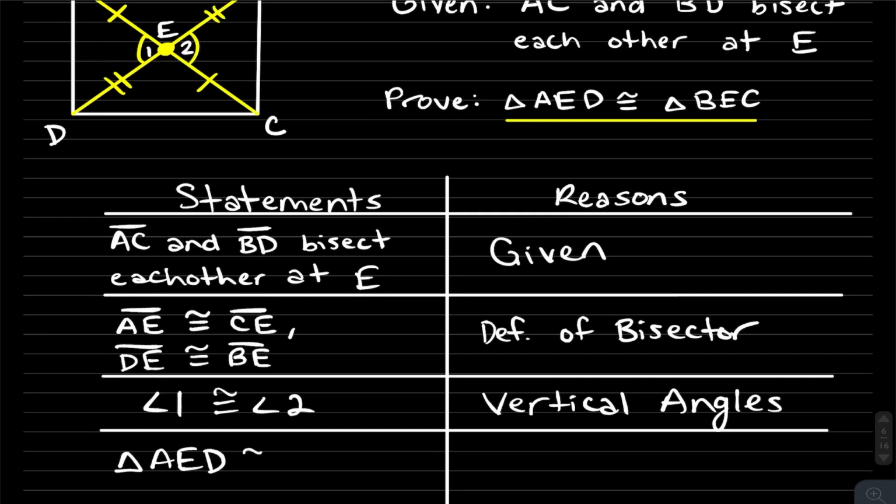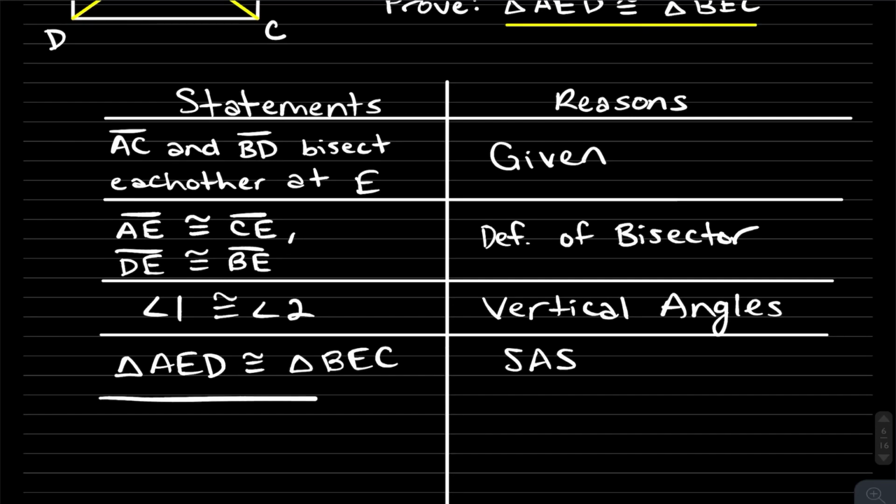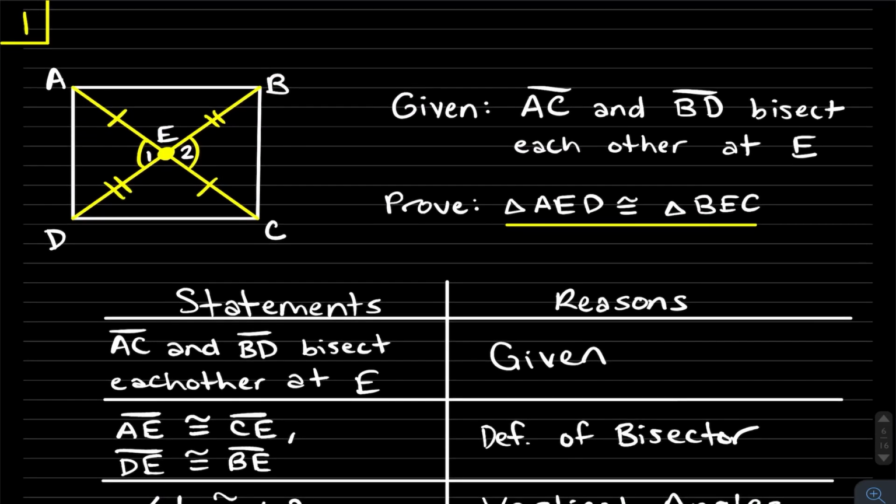Triangle AED is congruent to triangle BEC. The reasoning for this is SAS, side angle side. Okay, and there you go. We've proved that these two triangles are congruent.